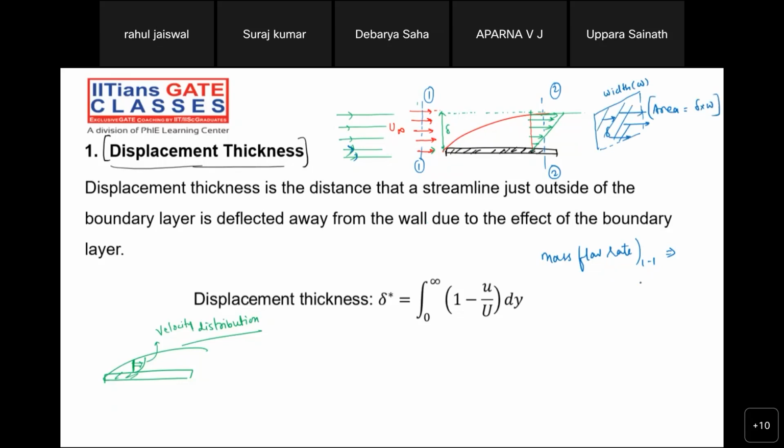So what is the mass flow rate? Rho into area of the flow into free stream velocity. Then what can we write? Rho into U infinity into delta into width. Can we write like that? This is the mass flow rate at section 1. Check it out. Can we write like that?